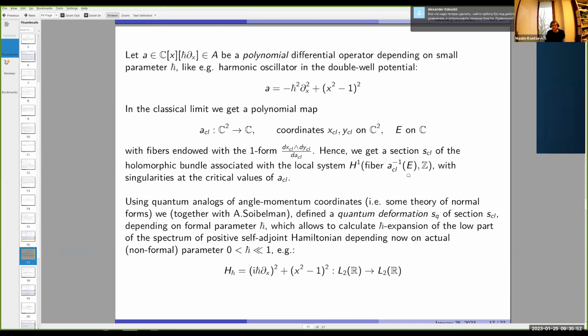So to have some series in formal parameters of holomorphic sections of the same local system. Again, the singularity is at critical values, which allows us to calculate the H bar expansion of the low part of the spectrum of the actual physical problem. You get this self-adjoint operator. H bar will be some actual small positive number. It will have some spectrum, and it has an asymptotic expansion and maybe an actual trans-series eventually. And we want to understand this story, and we kind of reduce it to some question about these quantum periods.